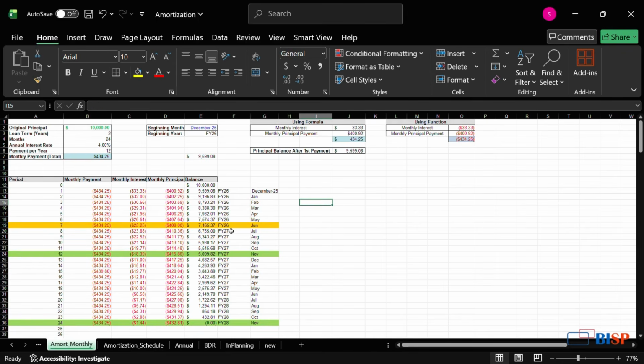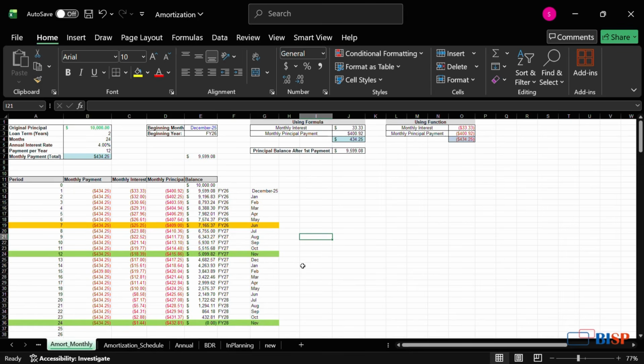And finally, let's validate the end balance. After the 24 payment periods, the remaining loan balance becomes zero. This confirms that our amortization model is mathematically correct and that the entire loan has been fully paid.